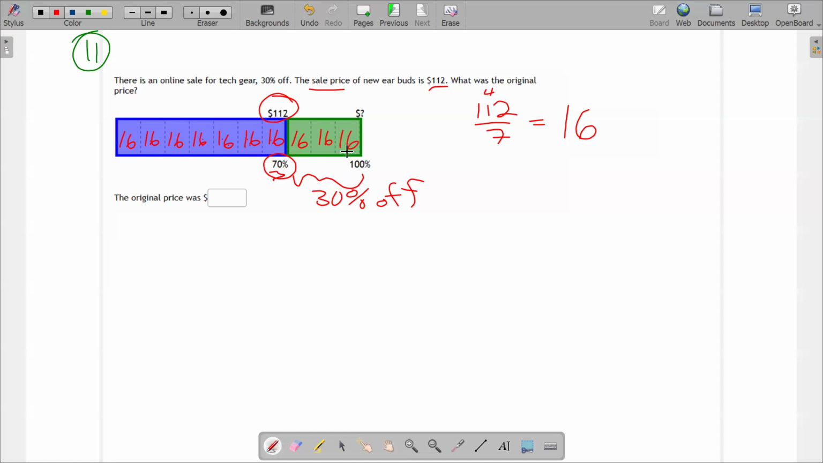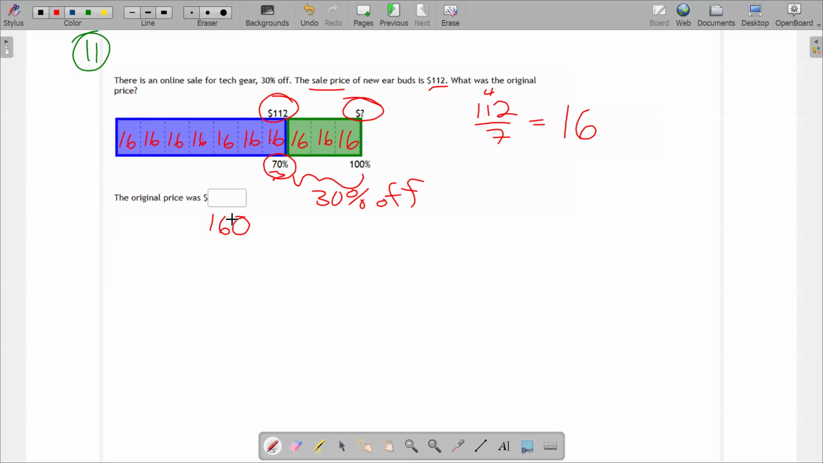So how many 16s does it take to get 100%? 10 at a time? Well, there's 10 of them. 10 times 16. Sorry, I'm getting ahead of myself. 10 times 16 is 160. So it looks like that must be the original price. Okay, so that's similar to the way we looked at the dog and cat problem. It's similar to the way we looked at the men versus women problem.